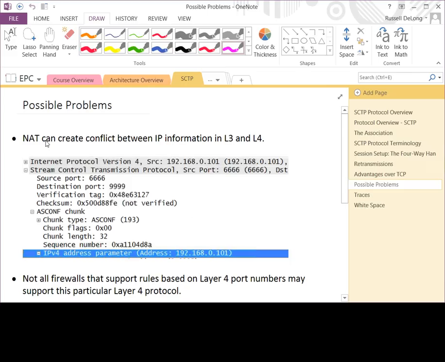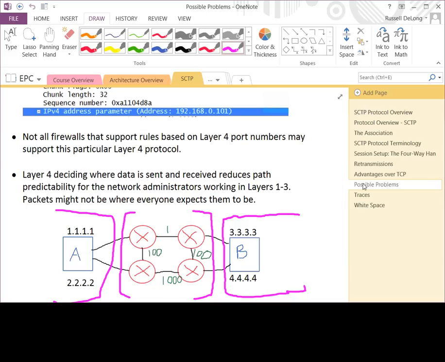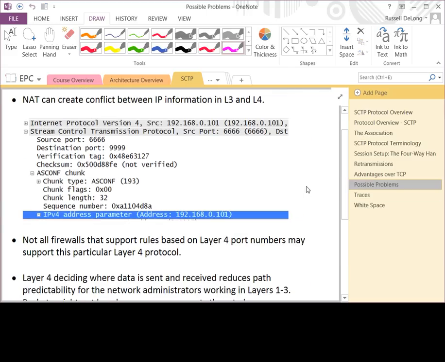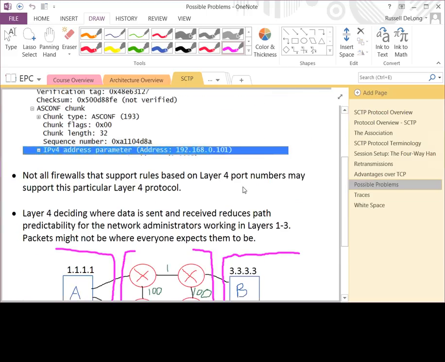A network address translation device is most likely not going to change the SCTP layer or even deeper down the application layer information that's conveying what the IP address is to use. So potentially you could run into problems when you're trying to run NAT with SCTP.